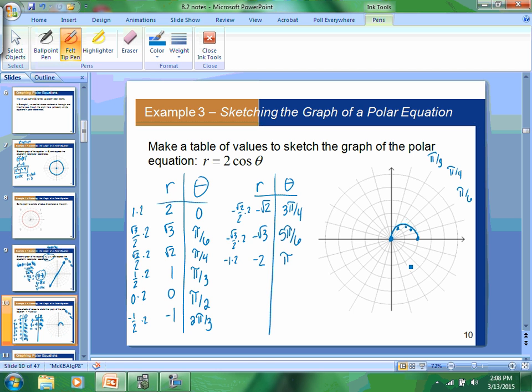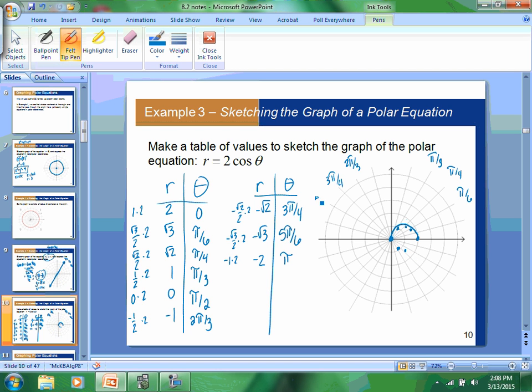Now remember, when we have negative r values, that means instead of going up one segment, this would be the 2 pi over 3 right here, I'm going to go back in the opposite direction, one segment or 1 unit long. And then at 3 pi over 4, which would be my next line, instead of going up 1.41, I'm going to go back 1.4. So maybe right about there.